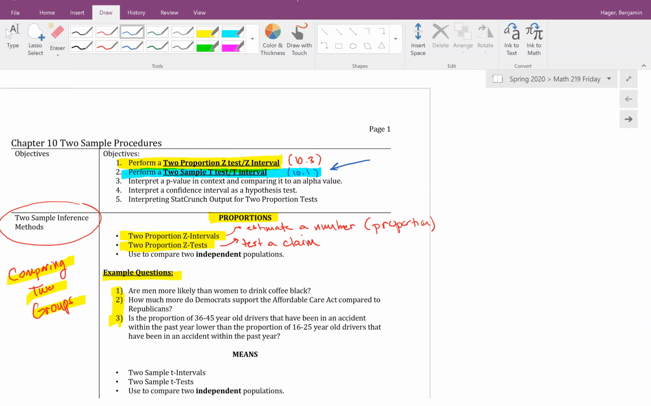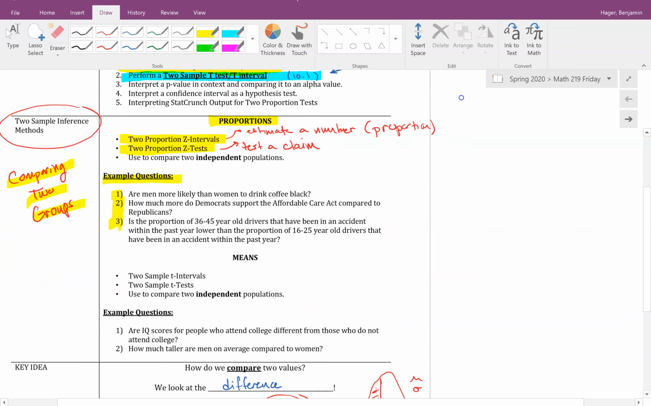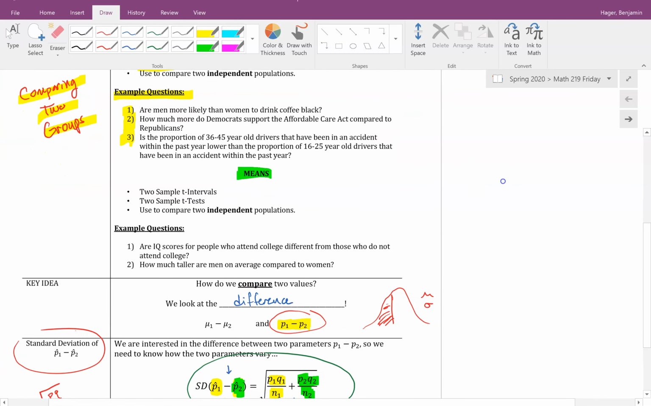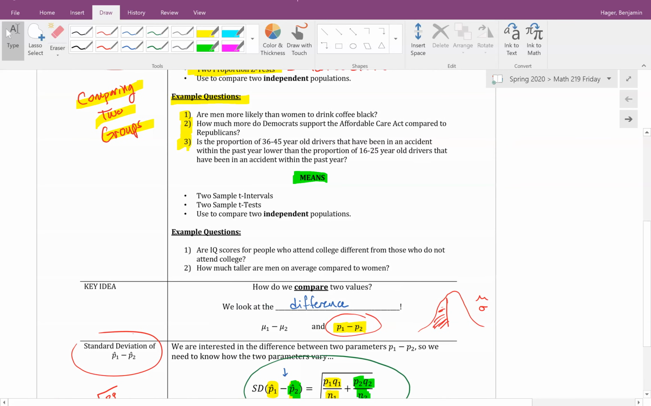So again, our notes go out of order, the homework goes out of order. We first did 10.3 out of the textbook, which dealt with proportions. Now we're going to handle the means. All these notes are half filled in, we're just going back and doing all the mean stuff we skipped over in the last video. But we are looking at doing a two-sample t-interval and a two-sample t-test.